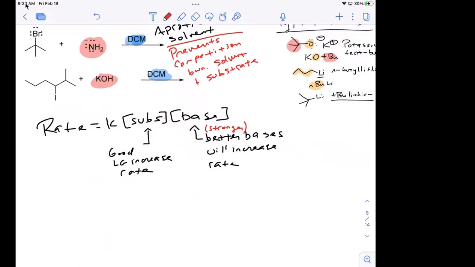So let me show you. Let's take the top example and use that to discuss the mechanism as well as give you an idea about the transition state. And then we'll do the bottom example to illustrate Zaitsev's rule.